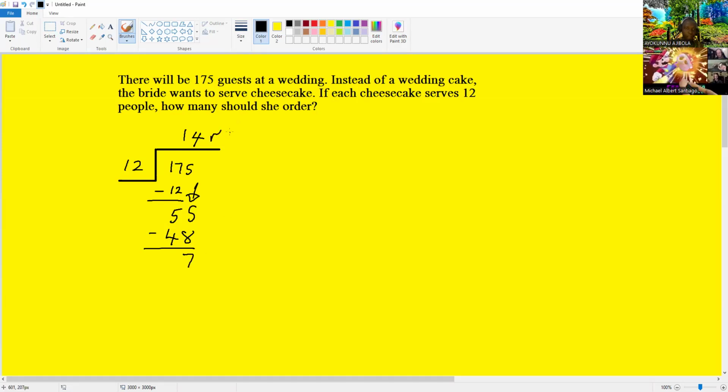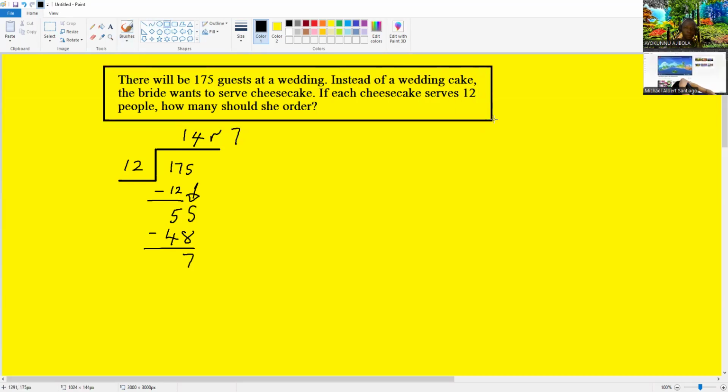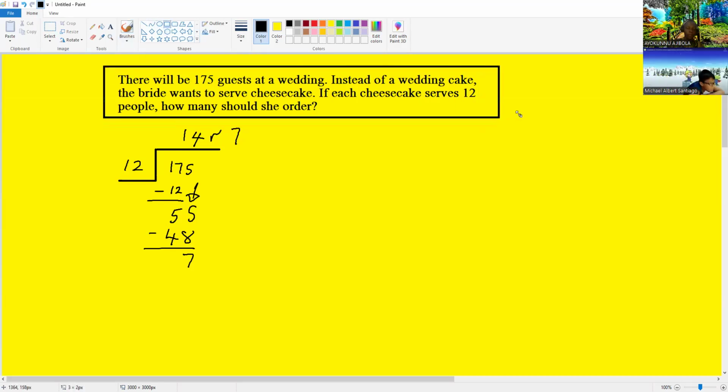Now let us interpret the question. Read the question for me, Miggy, so that we can interpret our answer. There would be 175 guests at a wedding. Instead of wedding cake, the bride wants to serve cheesecake. If each cheesecake serves 12 people, how many should she order? So what do you think the answer should be?